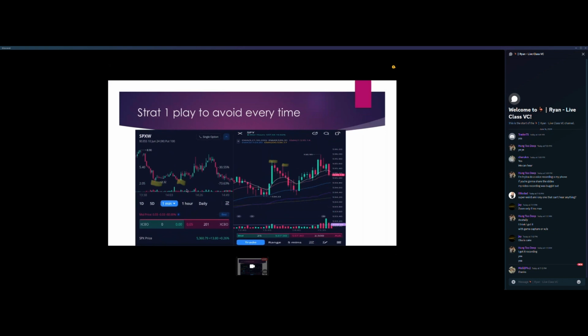Oh, here's actually what I was mentioning. So whoever asked the question about, is this a reversal? No, it's not a clear reversal. That's why I said this is a strat 1 play to avoid every time. Noticed it worked, right? The low is 2-3, so you do 2-3 or 2-3-5. I'm not sure. You get the strat 1 play.